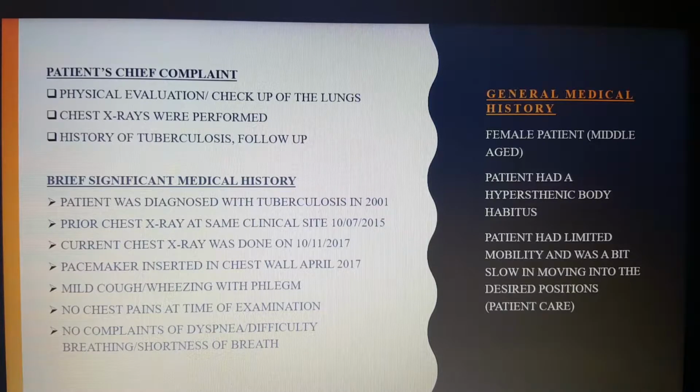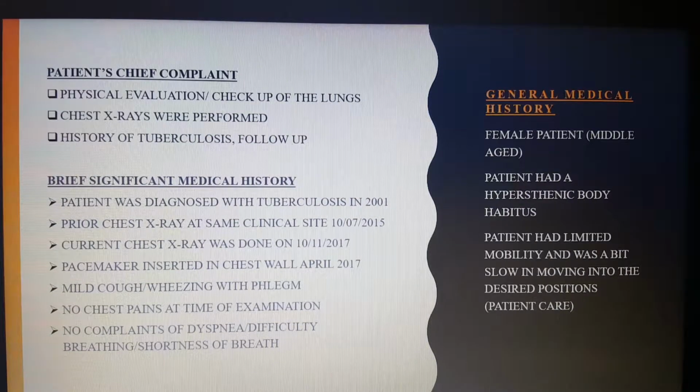The patient said that she was diagnosed with tuberculosis in 2001. Upon investigation, we saw that she had a prior chest x-ray at the same clinical site on the 7th of October of 2015. However, this current chest x-ray was done on the 11th of October of 2017. She had a pacemaker inserted in her chest wall in April of the same year, 2017, and she complained of having a mild cough with wheezing and phlegm for the past couple of weeks.